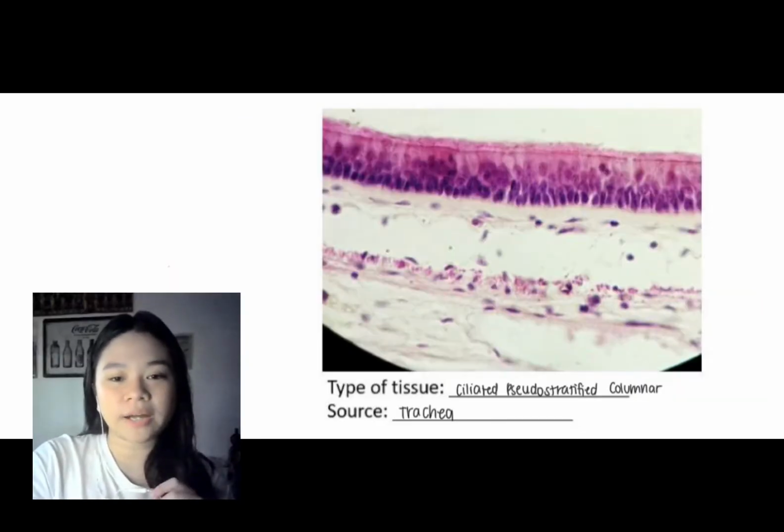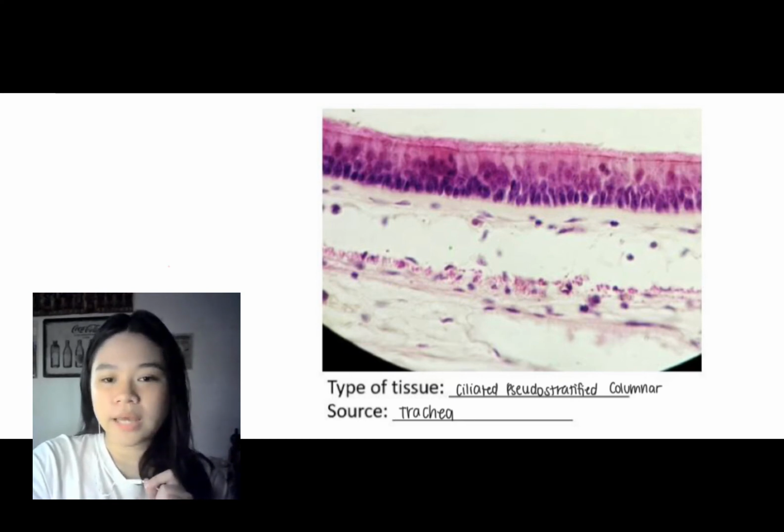Next, we have the trachea. The trachea is lined with interspersed layers of column-shaped cells with cilia. The epithelium contains goblet cells, which are glandular column-shaped cells that produce mucins, the main component of mucus. The trachea is also a connective type of tissue.